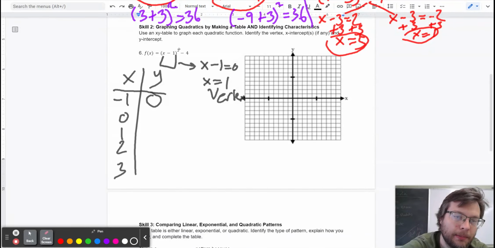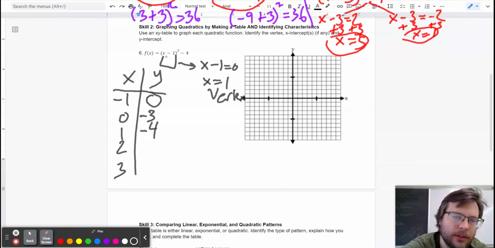Square that. Positive 1 minus 4, negative 3. Next up, 1. 1 minus 1 is 0. That's why we called it the vertex. 1 minus 1 is 0. Square that, 0. Subtract 4 is negative 4.